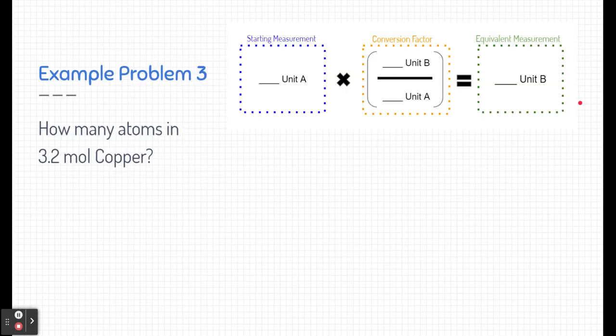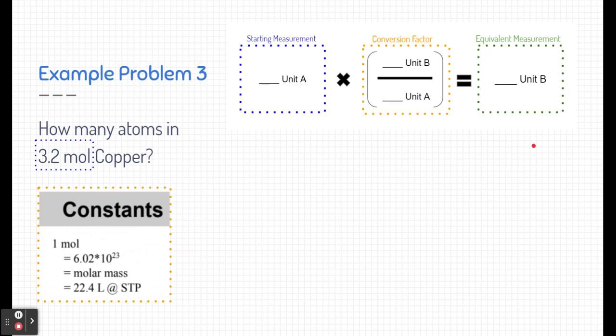All right, I have one more problem for you. This one's a little bit more related to chemistry. This one asks, how many atoms are there in 3.2 moles of copper? Well, we're given our starting measurement, but we have a problem. We don't have any conversion factors. But we should remember that our periodic table has a bunch of conversion factors that are related to chemistry. So looking at that, there's specifically this area right here that talks about what a mole is and what it's related to. Notice that 1 mole is equal to 6.02 times 10 to the 23rd things. So we're going to use that as our conversion factor.